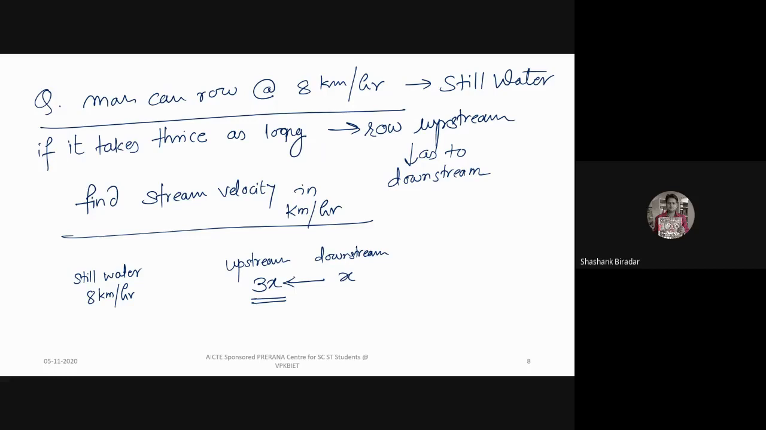In still water there is no stream. First, take that in mind. So upstream and downstream. Downstream is very convenient for us because of the flow of water. But in upstream, it is quite difficult. So it takes him twice that of downstream. So we have to find out the stream velocity.